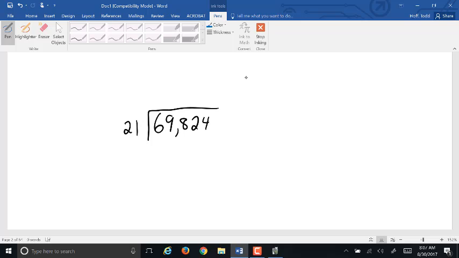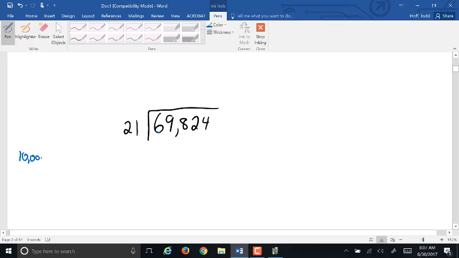Well, how do I know how large of a bundle to try? I look at the place values of the number I'm dividing, the 69,000. The first digit here has what place value? The 10,000s place. So what's 10,000 times 21? Careful. 210,000. Can I subtract that? No, that's too big. So I go to the next place value, which would be 1,000.